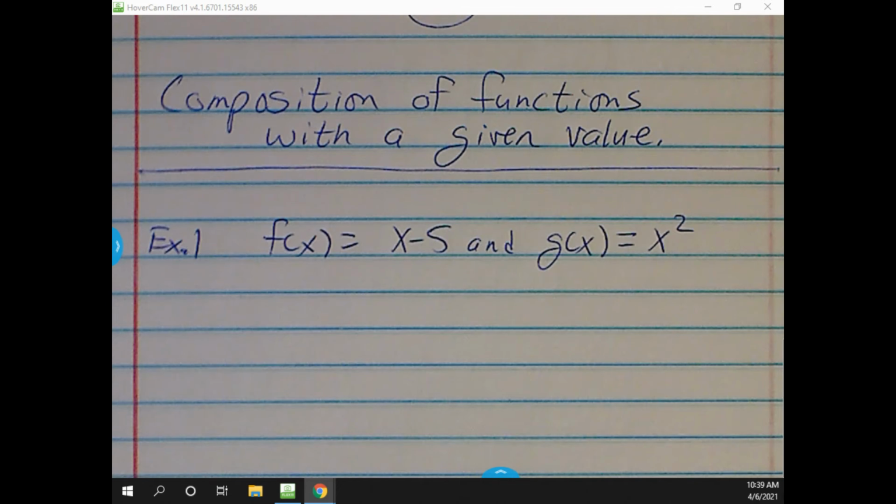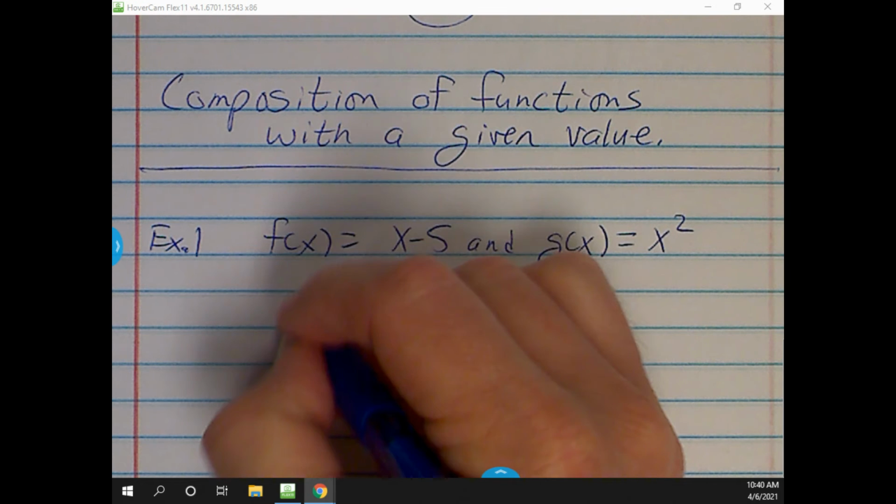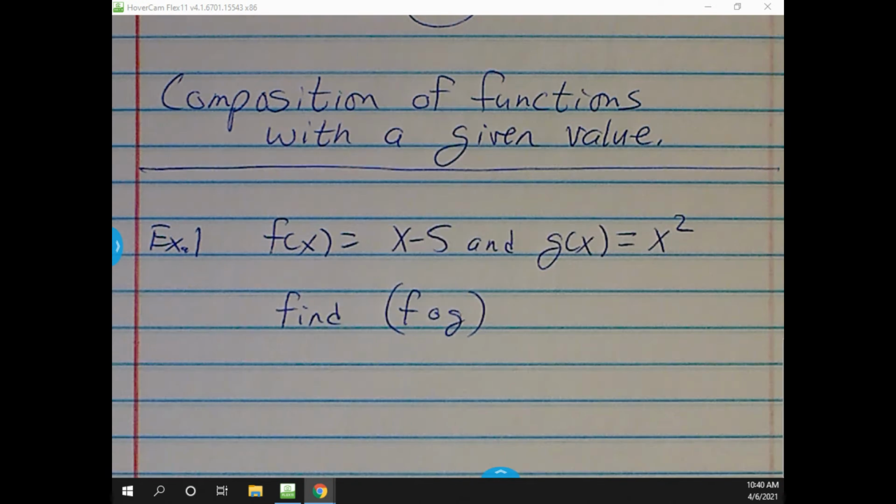And what they'll do for this one, it's going to look pretty similar on this part, and we'll do an A and B on this thing. They're going to tell you to find f of g, so that part's going to be exactly the same.